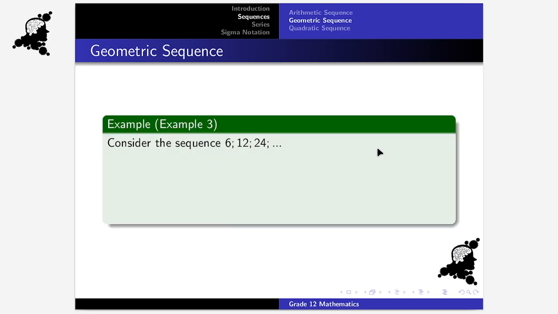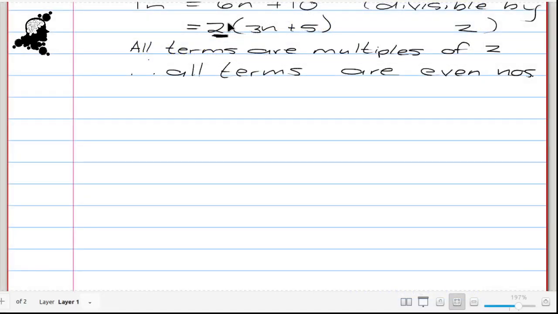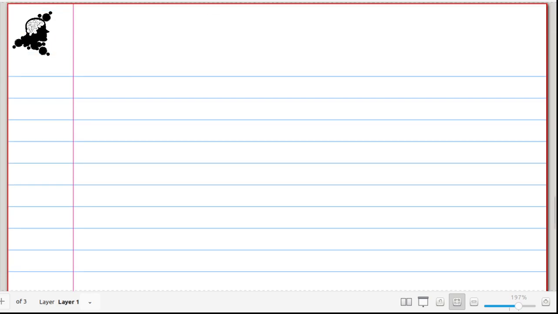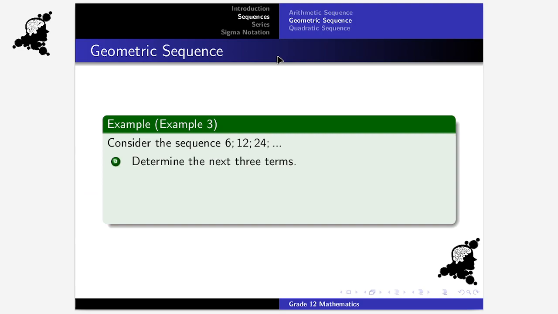So here we've got an example: 6, 12, 24. Let's go to our writing pad so that we can analyze this. Let me open up a new sheet so that we don't confuse our work. We've got 6, 12, and 24. Certainly by now you can already guess what the first question is, but let's have a look at it. Determine the next 3 terms.